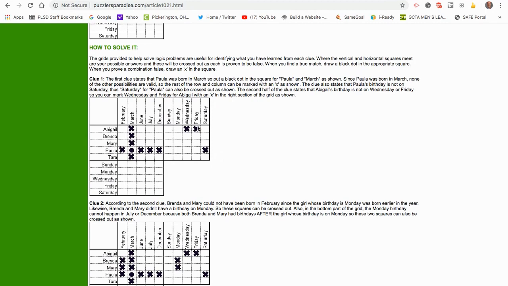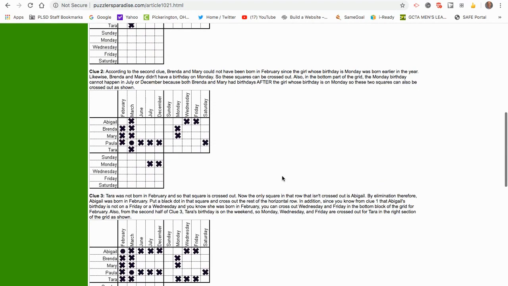So that just gives us some that we can eliminate. And then the second clue gives us additional information. And if you notice here, we are putting more X's than we got. And that's how logic puzzles typically work, is you are trying to find what to eliminate.